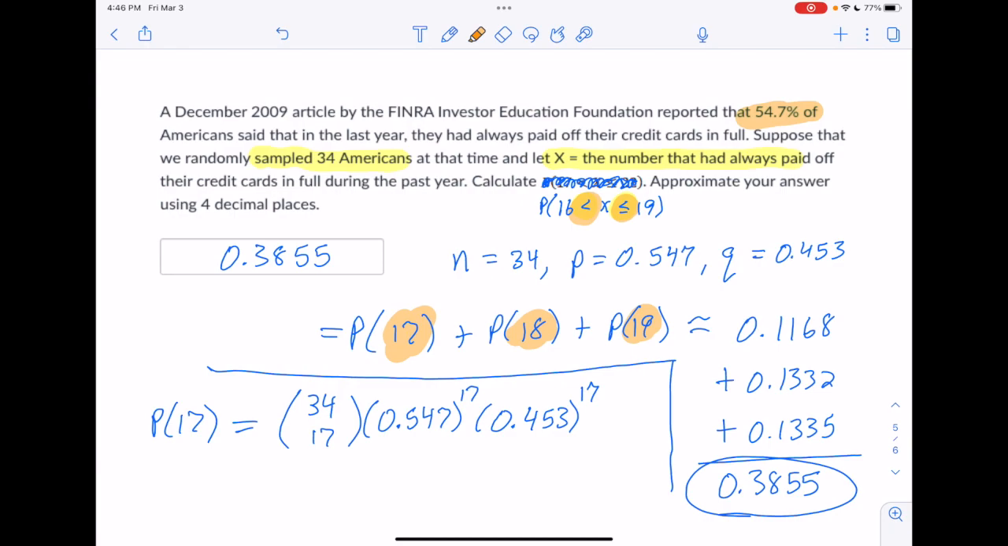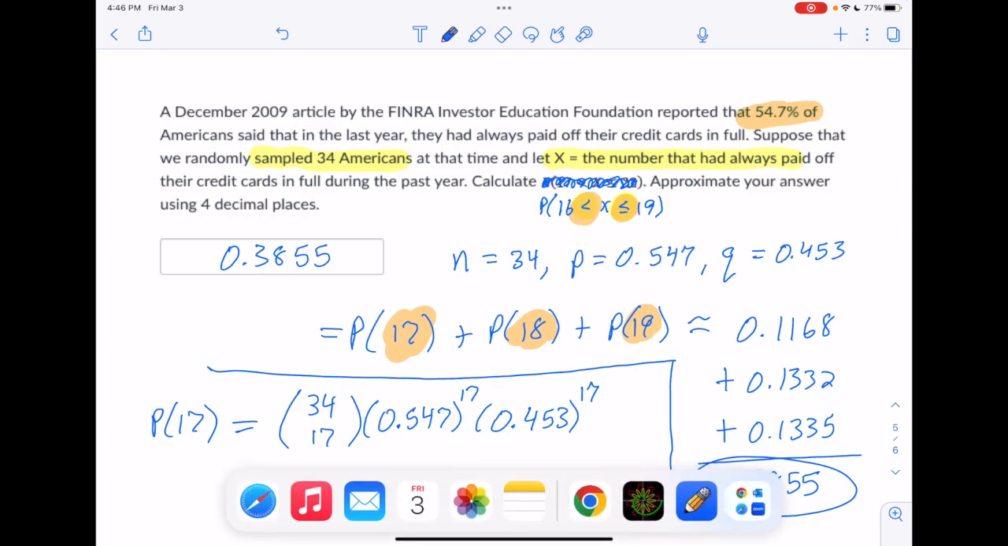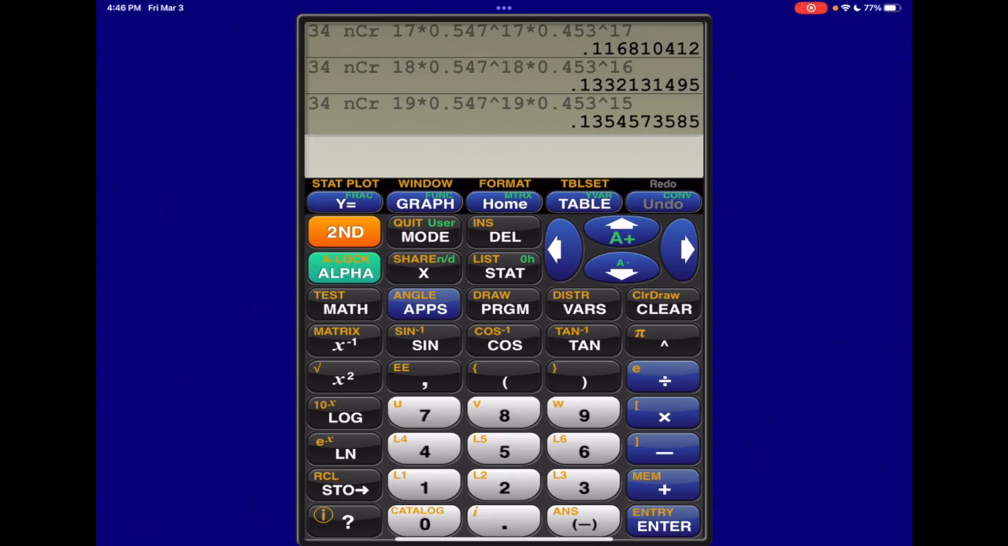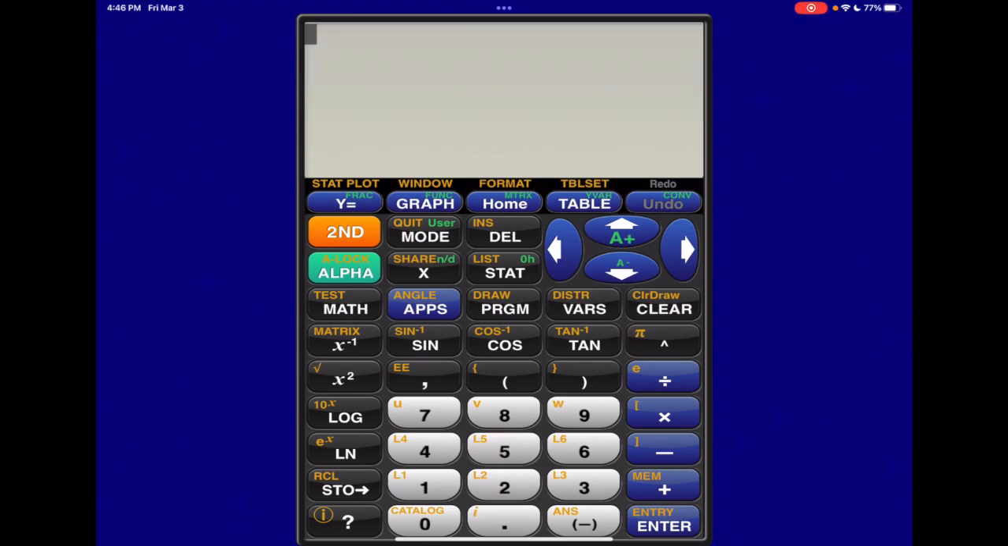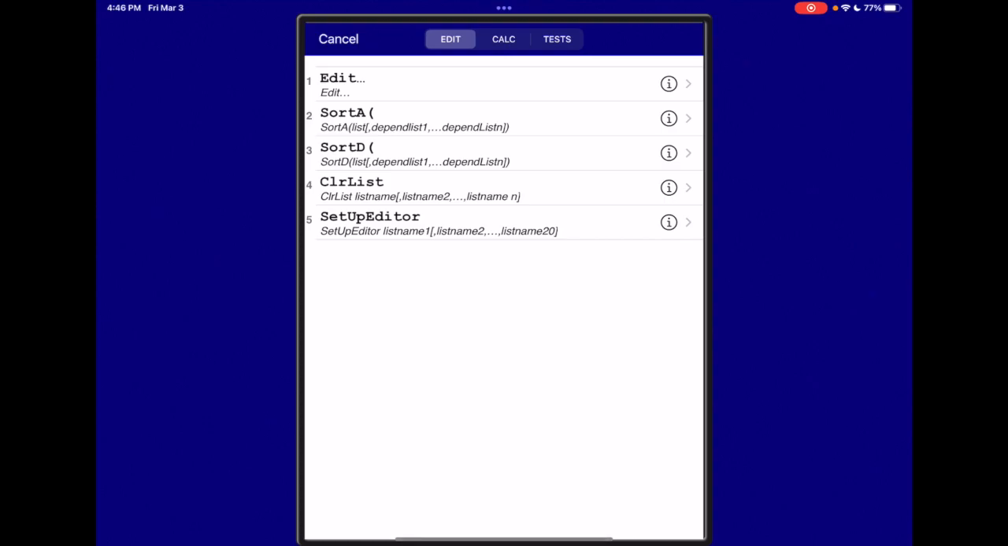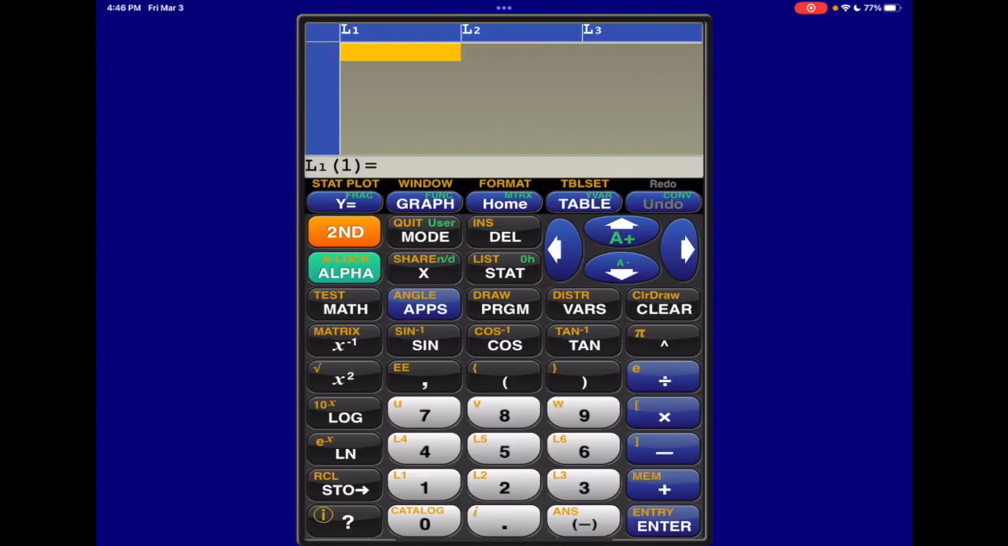One final thing I want to show you, and that's a calculator trick where you can get all three of these at once and get the sum quickly as well. So this is optional, but it is a nice little trick to speed things up. So you go into the Stat menu and the Edit menu, and in your list 1, you put the x values you want. So in this case, that's 17, 18, and 19. So L1 now represents the x values we're interested in.